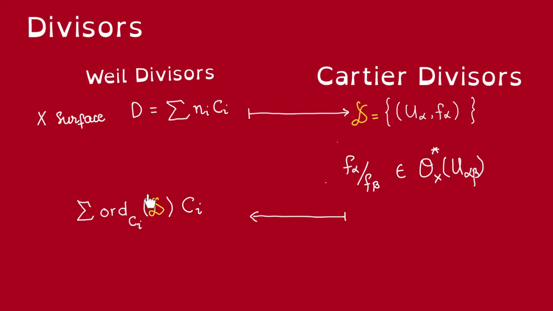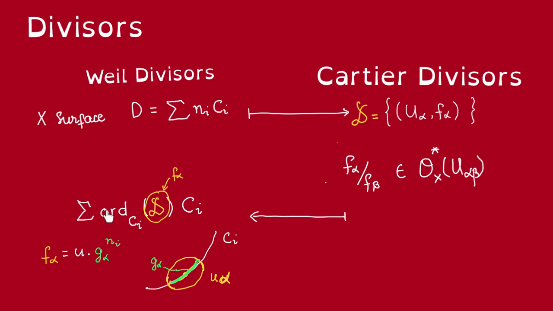What is the order of vanishing of this curly D at Ci? Well, let's take some U alpha here that actually intersects with Ci. And if we shrink U alpha small enough, then because we know Ci has a local equation, we can assume that Ci is cut out by a single equation, G alpha. Now D on U alpha is cut out by F alpha, right? Then now it's easy. So we can factor F alpha to the maximum power here of G alpha, and then this should be a unit invertible along Ci here. So then we can define this order of vanishing to just be this Ni.